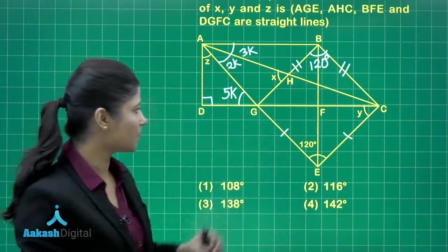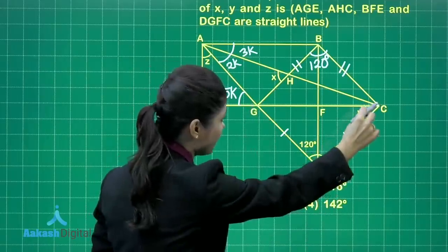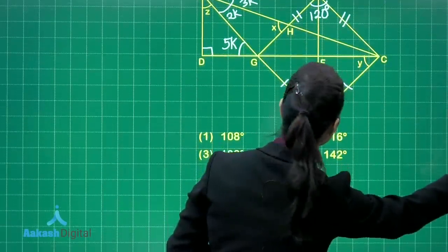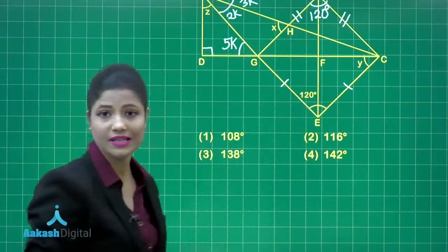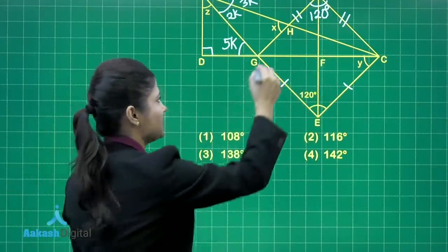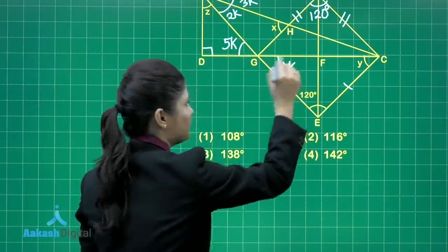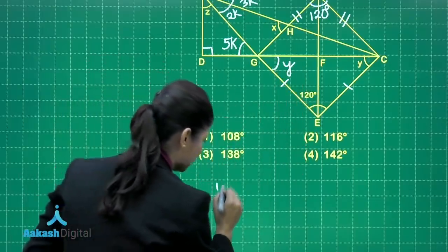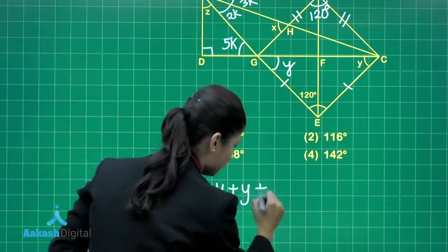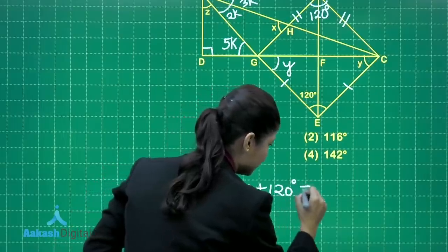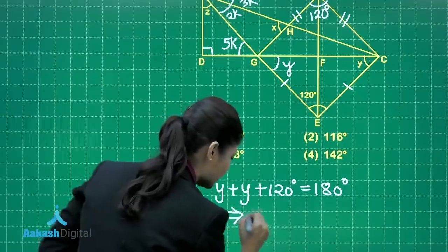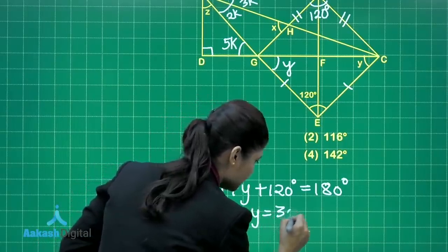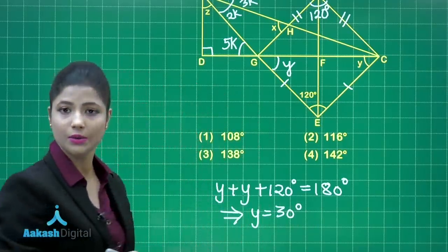Now let's come to this triangle GEC. In this triangle GEC, I'm considering one angle to be 120 degrees and it is an isosceles triangle. This angle is Y, this angle will also be equal to Y. Taking up the angle sum property in this triangle, I get here Y plus Y plus 120 degrees equal to 180 degrees. On solving this, you will get Y equal to 30 degrees. So I have obtained the value of Y equal to 30 degrees.